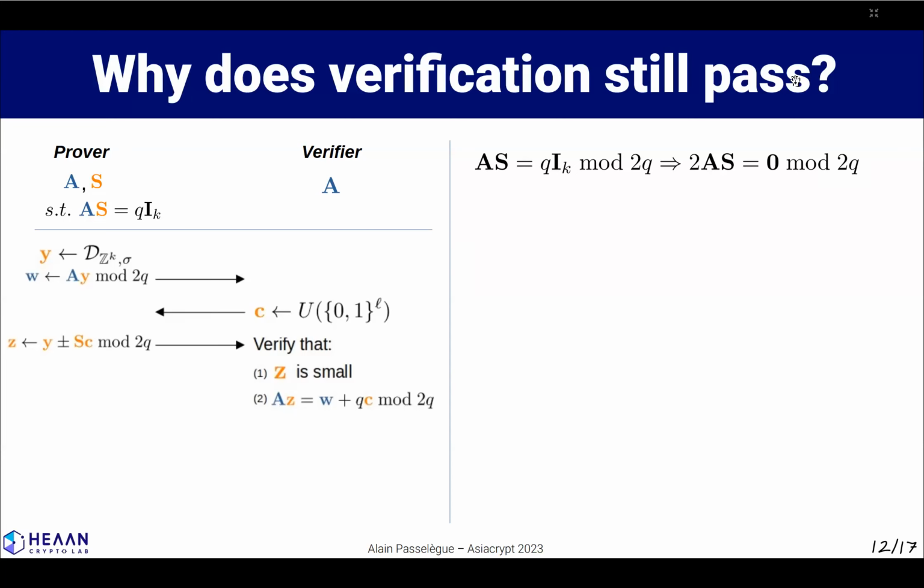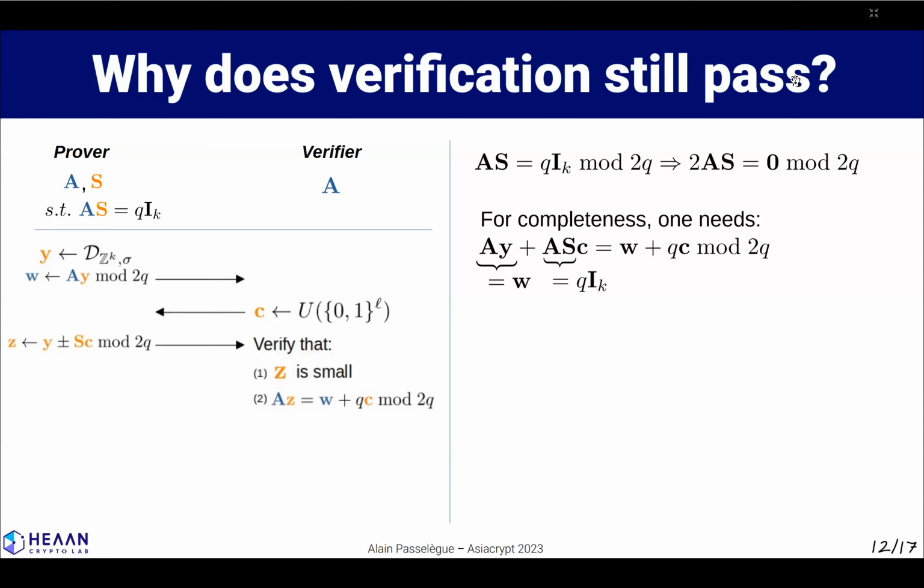All right, so let's check why the verification passes. First, there is one option for the response, which is Y plus S times C. Clearly, if you use Y plus S times C as the response, then it passes verification. In both cases it will be small, Y, S, and C are small. And then the second equation is satisfied because basically A times Y is W, and A times S is Q, so we get W plus Q. Okay, so this was the easier part, but the other one is easy as well.